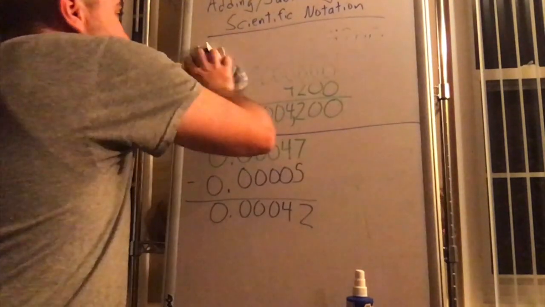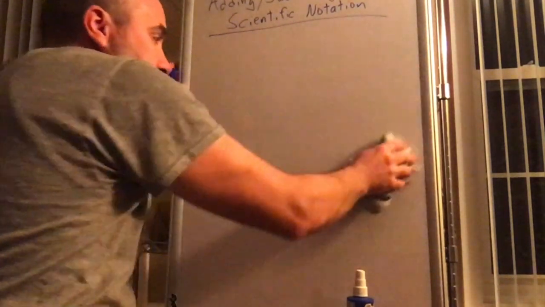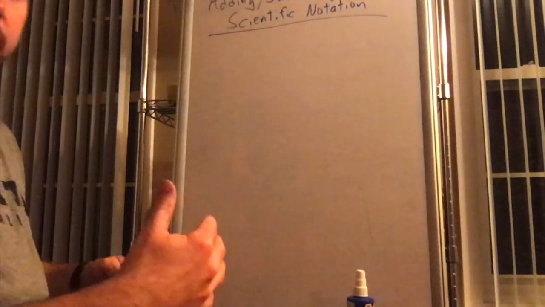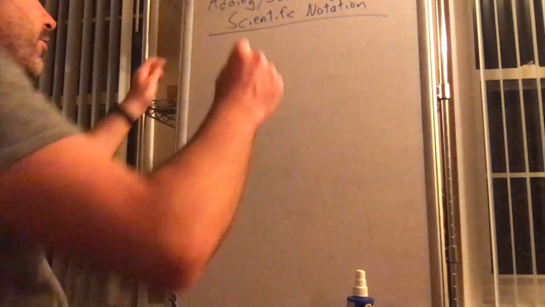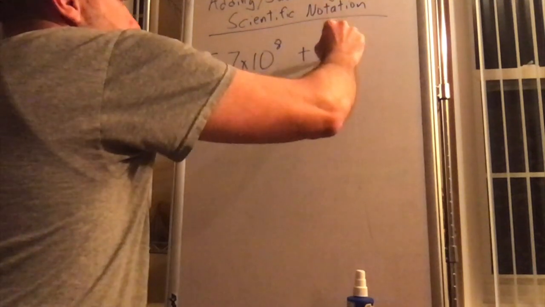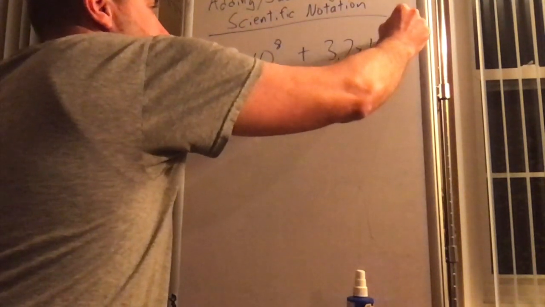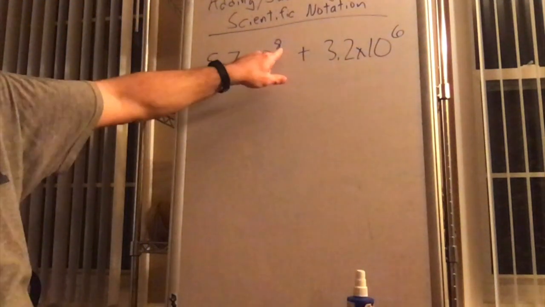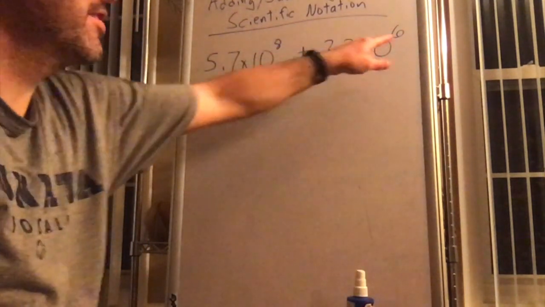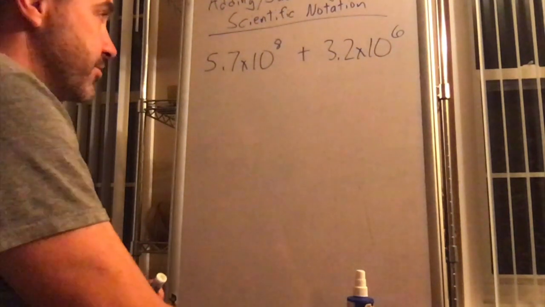Now, with that in mind, remember in scientific notation, that's exactly what the exponent is telling us. It's telling us how far that decimal has moved. So if I take 5.7 times 10 to the 8th plus, say, 3.2 times 10 to the 6th power, these exponents tell us how big these numbers are.